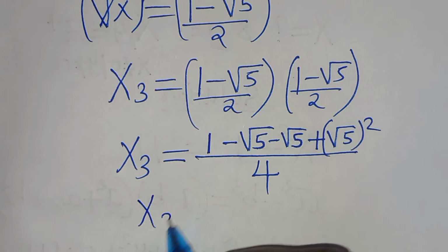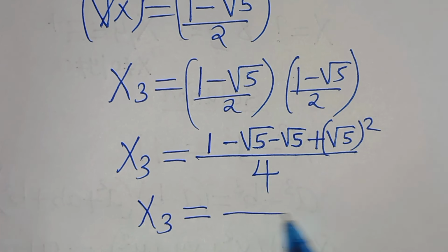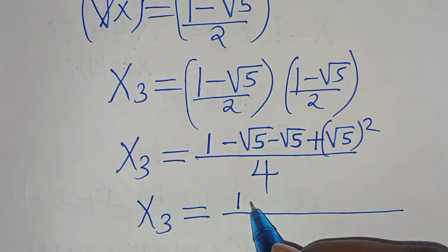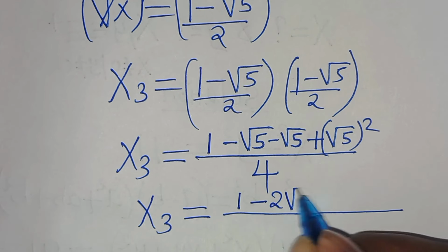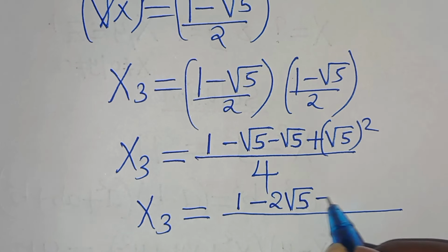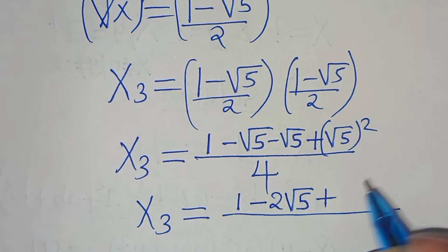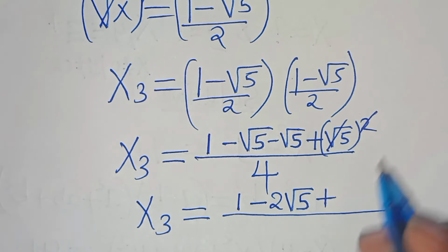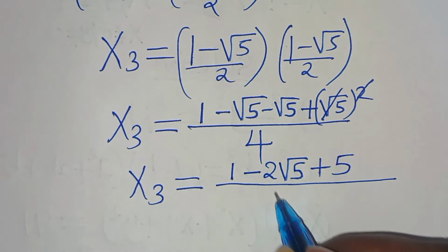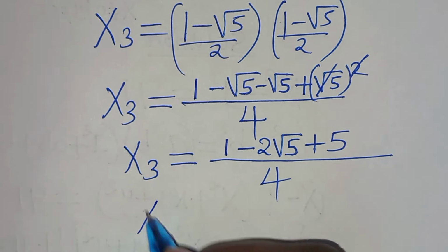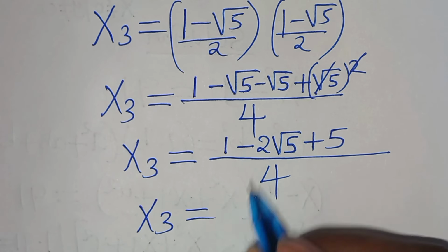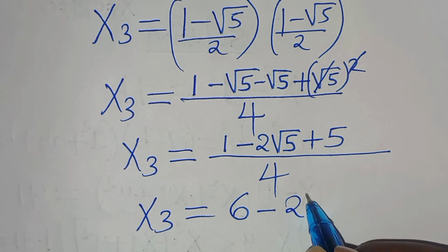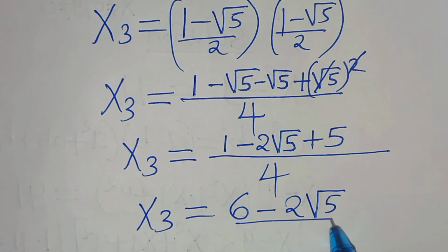So x3 is equal to, here we have 1 minus square root of 5 minus square root of 5, this is minus 2 square root of 5, then plus, now here we have square root of 5 raised to the power of 2, we eliminate square root of 5, so we have 5 over 4. So we have x3 is equal to, we have 1 plus 5, this is 6, subtract 2 square root of 5 over 4.